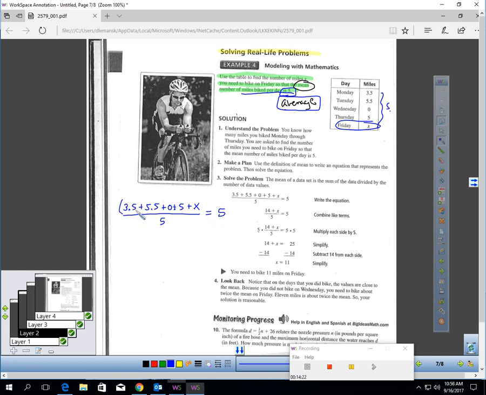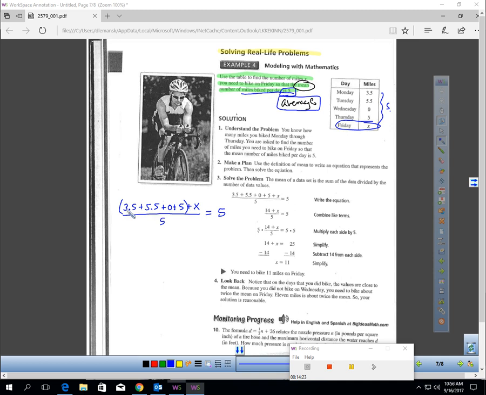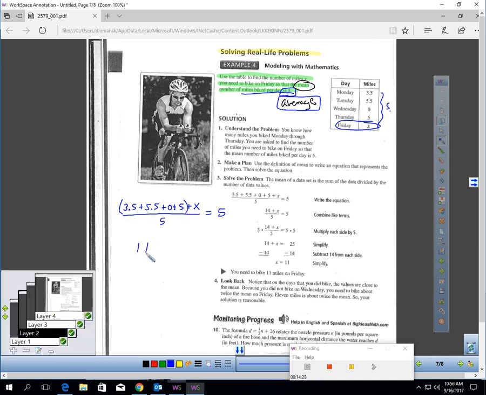Let's simplify. I can combine all of that together. 3.5 plus 5.5 plus 0 plus 5 is 14. So 14 plus x divided by 5 would equal 5. Okay, now it's onion time. X is the center. Do you remember from earlier in the year, on a fraction bar, you must do everything on the top first and the bottom next.